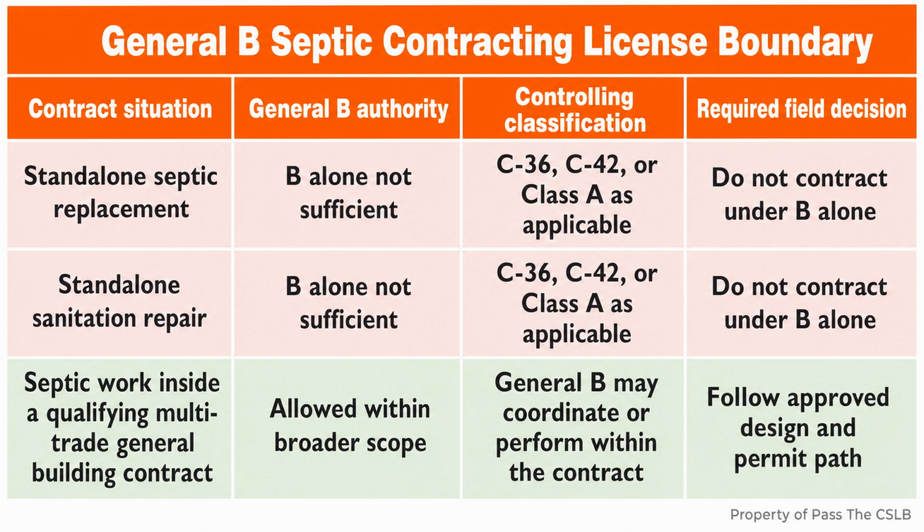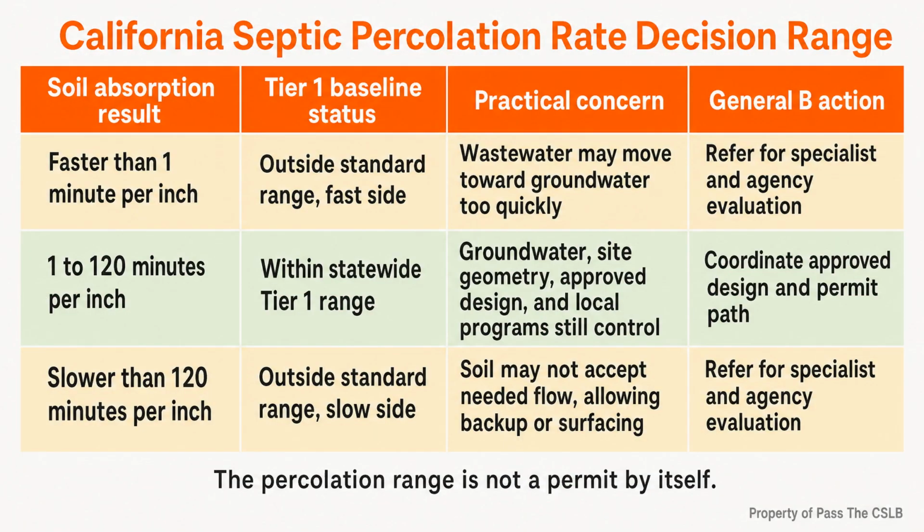Soil that accepts water too quickly does not provide the same travel time through the soil before wastewater can approach groundwater. Soil that accepts water too slowly cannot receive the wastewater at the needed rate, so the system can become hydraulically overloaded. The practical result may be backup or surfacing effluent. The central point is not that a General B contractor calculates the final trench area from the percolation rate. That crosses into design. The General B contractor needs to recognize that the test result can change the entire site plan, and then coordinate the qualified professional and approving agency before the project is locked into a price or sequence.